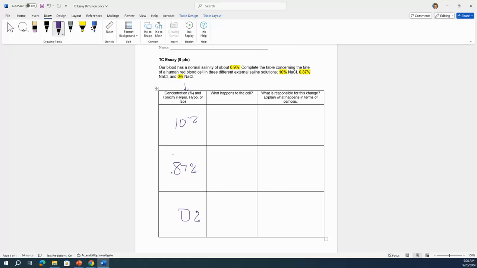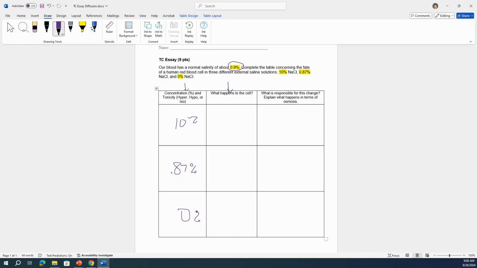All right, so over here in this column, you're putting the concentration, and what I want you to do here is identify it as hyper, hypo, or iso. So here's our original, and you're going to tell me whether 10% is hyper, hypo, or iso to this percentage right here. I'm not going to tell you because I want you to figure that out, but that's what you're going to be putting in this column here. Okay, so there's two parts. You're going to put the percentage, and you're going to put whether it's hyper, hypo, or iso.